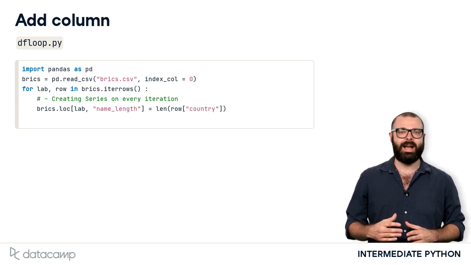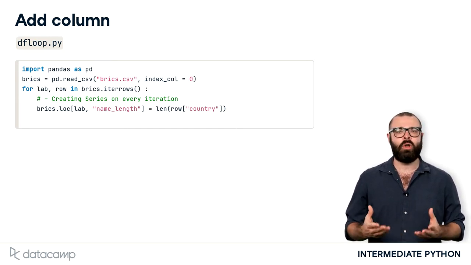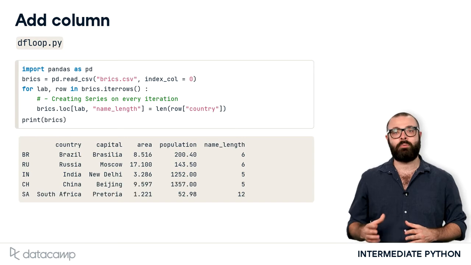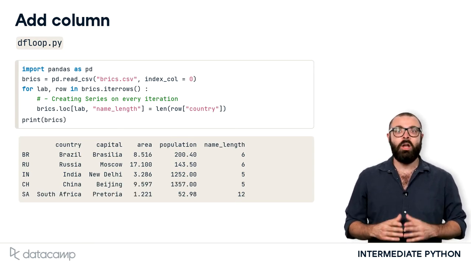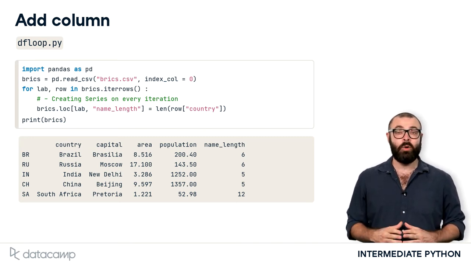Finally, we'll have to add this new information to a new column, name_length, at the appropriate location. I use loc here, which is label-based. To see whether we coded things correctly, I'm adding a printout of BRICS after the for loop, so without indentation. Running this script shows that it worked. There's a new column in there with the length of the country names.